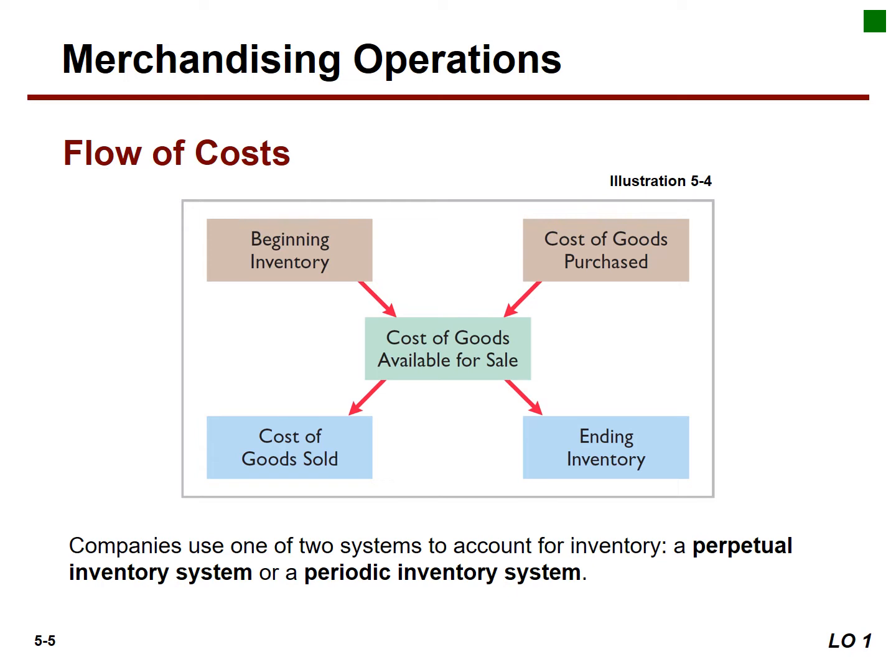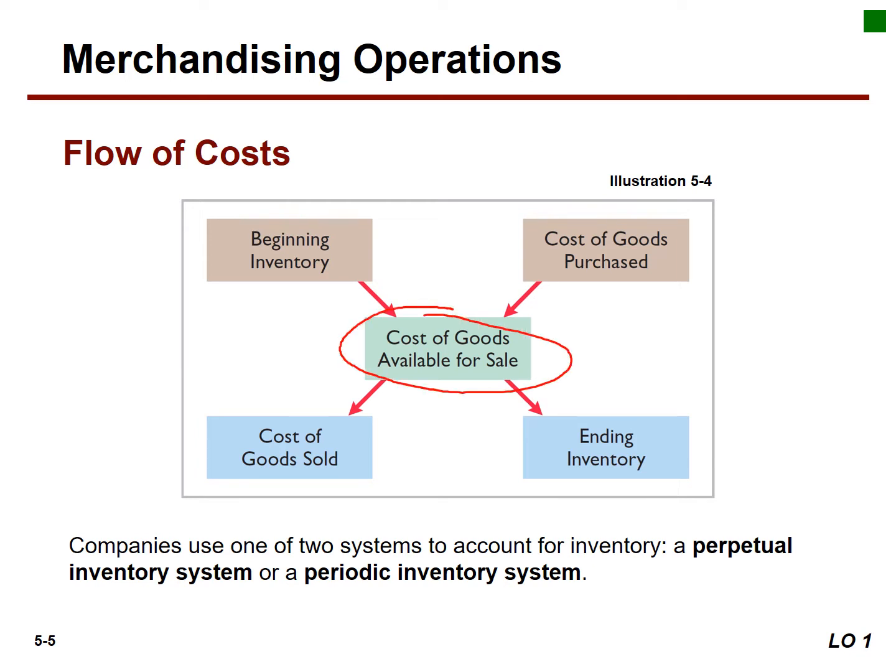This slide shows the flow of our costs related to our inventory. Inventory is going to be an asset account to a merchandising business, and it's going to have the same rules of debit and credit as any other asset account, increase on the debit, decrease on the credit. But this is going to be our flow of our cost. Our beginning inventory plus the cost of the goods that we've purchased gives us a total amount we have available to sell to our customers.